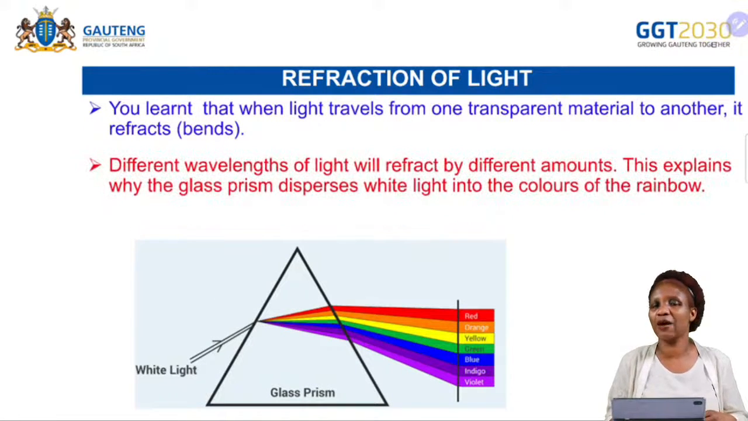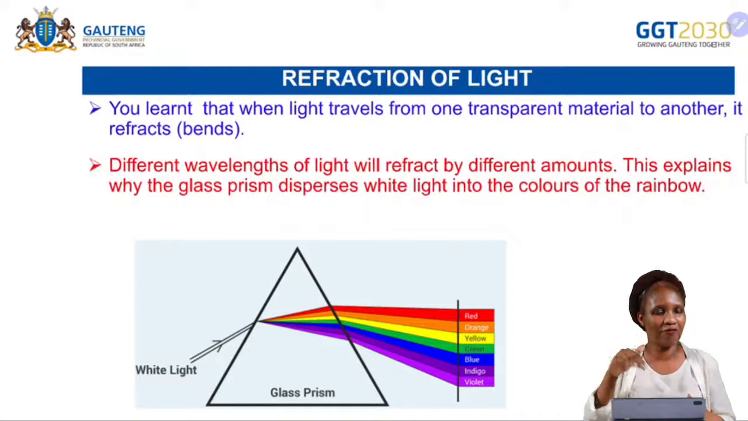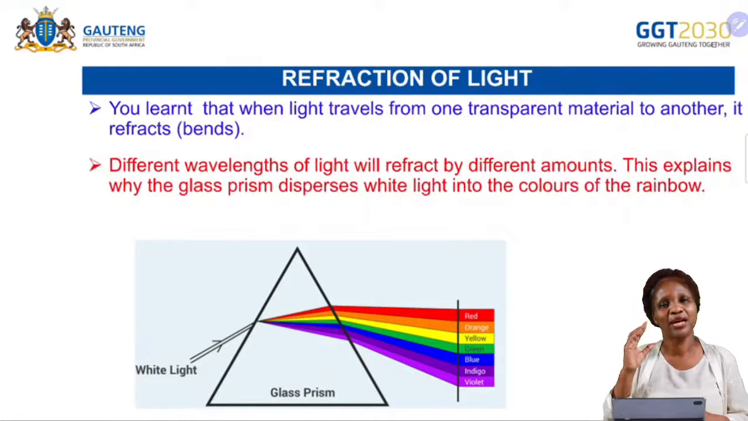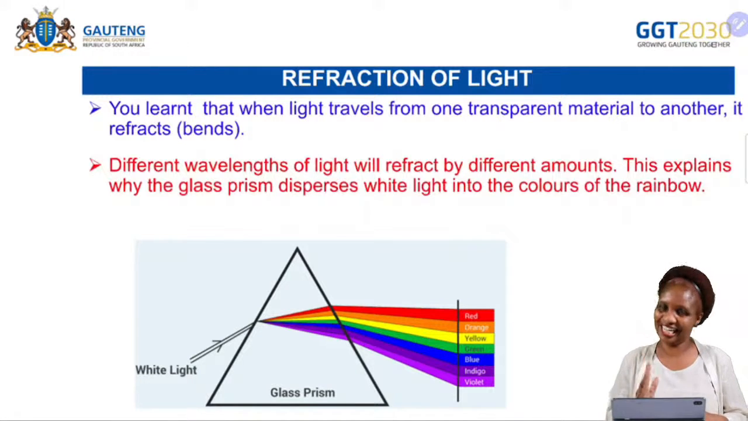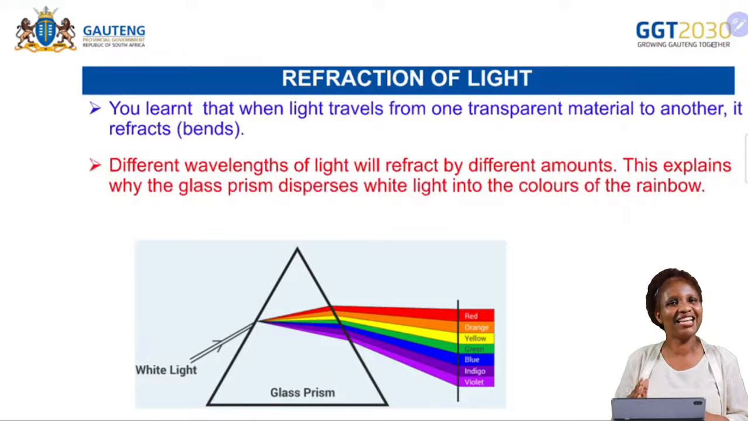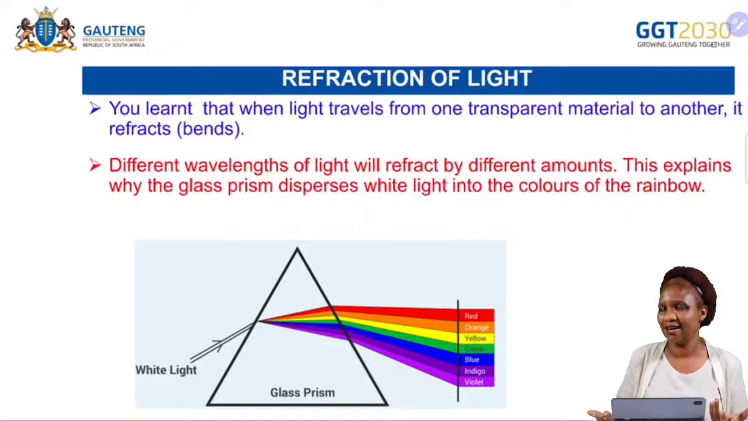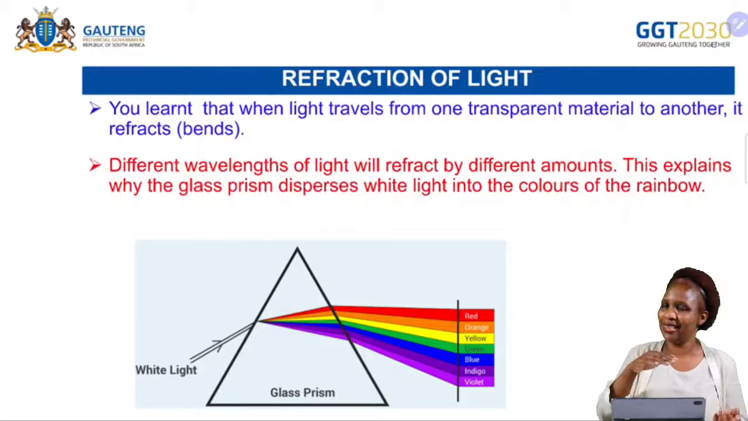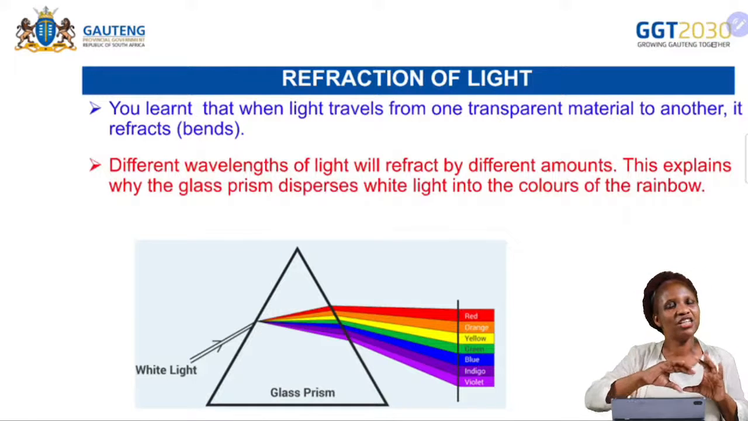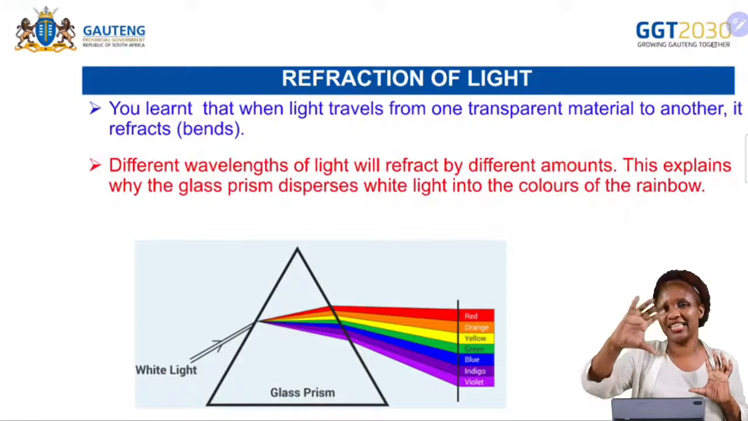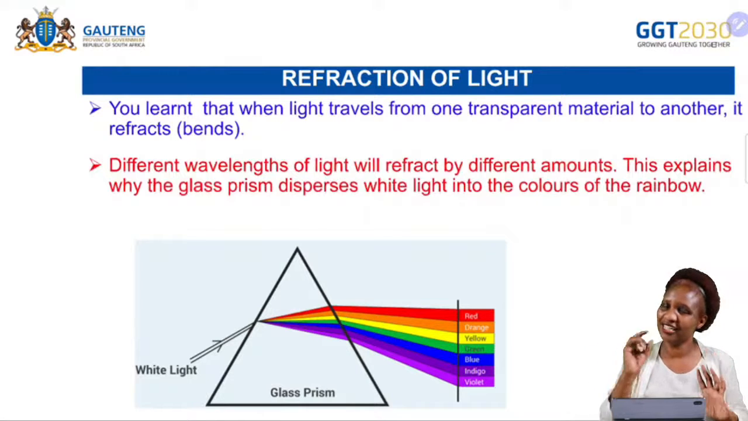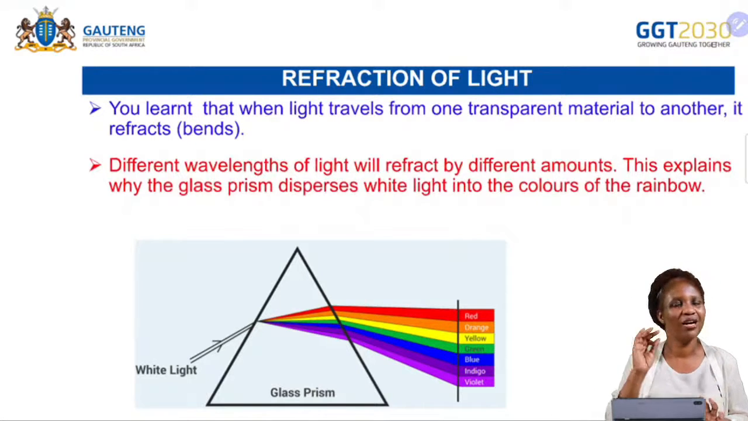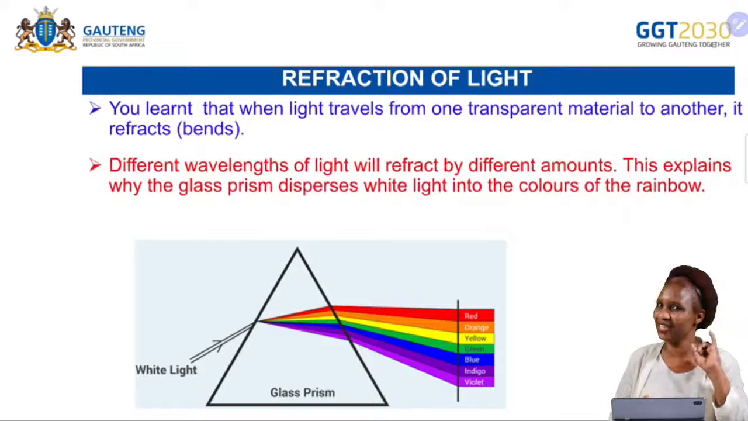When we are talking about refraction, remember we are talking about the bending of light. Remember, light travels in straight lines. Okay? And then once it hits a medium, for example, maybe a glass, then it will bend. Okay? We call it refraction. And then when it bends, what happens? It will disperse. Then we will see the colors, ROY G BIV. That is red, orange, yellow, green, blue, indigo, and violet.